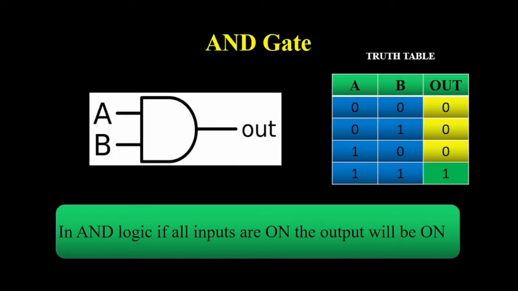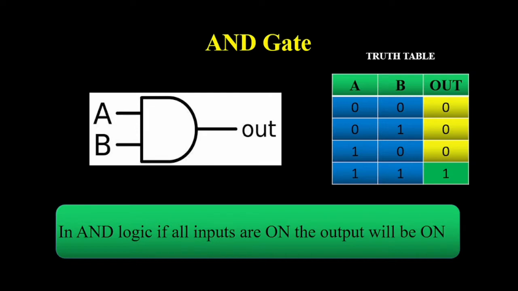This is the truth table. Consider we have A and B as inputs and an output. If the two inputs are 0 0, the output will be 0. Or if the two inputs are 0 and 1, the output will be 0. Or if the two inputs are 1 and 0, the output will be 0. Or if the two inputs are 1 and 1, the output will be 1.